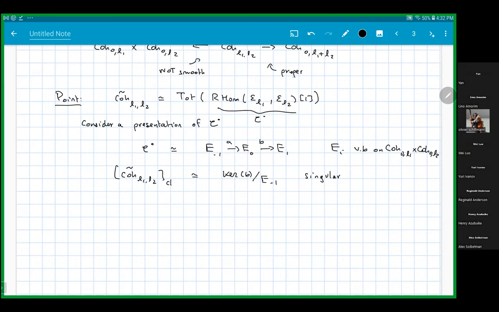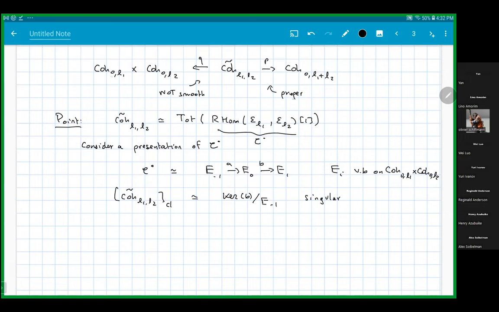And the dimension jumps exactly when the Ext2 jumps. So this map Q here is well behaved on the subsets where the Ext2 between the two sheaves, one on Coh 0 L1 and one on Coh 0 L2, is constant. So that's how it behaves, this map Q. Okay, so this is singular.